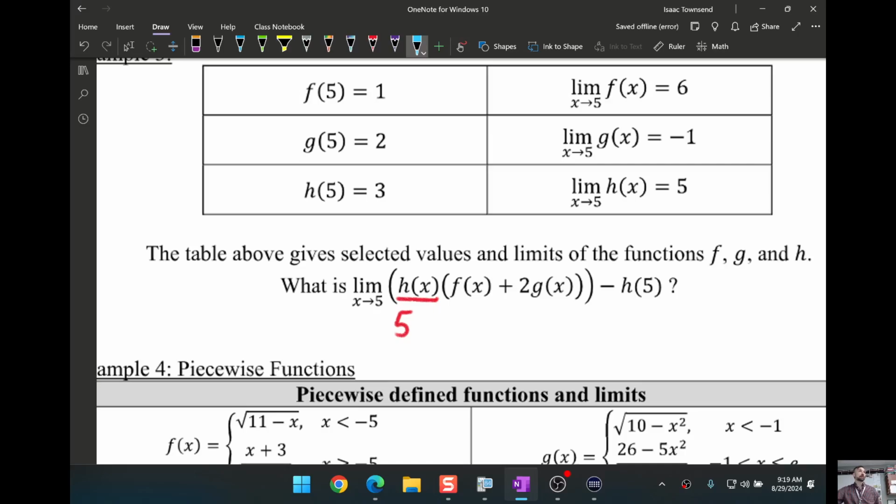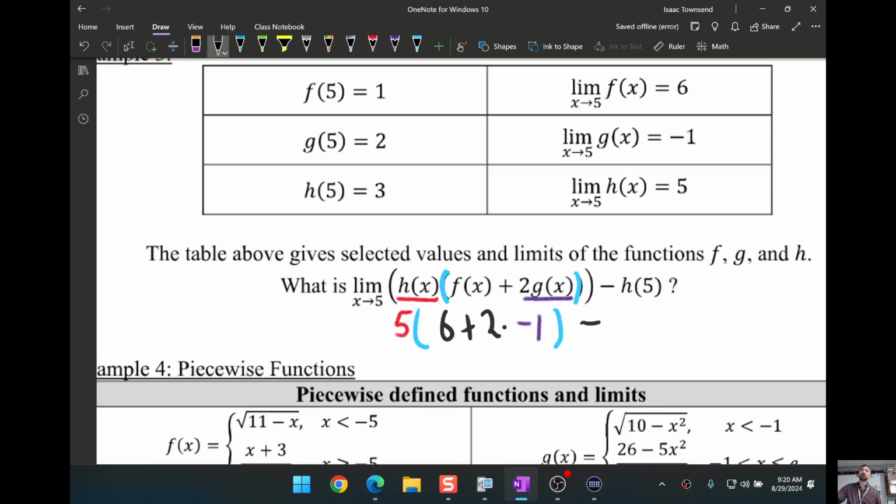Now, I will admit when I did this worksheet last week, I wasn't paying close enough attention to these parentheses, so I missed it the first time. But parentheses: the limit as x approaches 5 of f of x, it's right up here in the top right, that's the 6, plus 2 times the limit as x approaches 5 of g of x. The limit as x approaches 5 of g of x is negative 1.